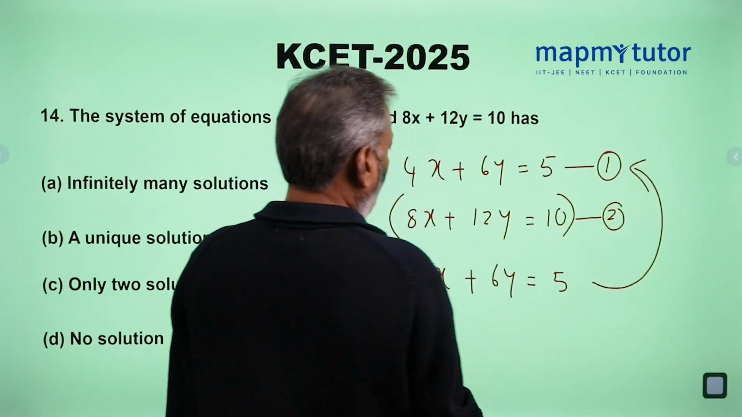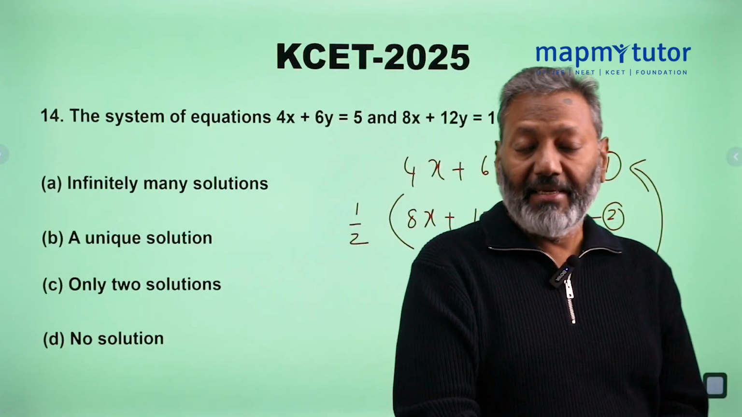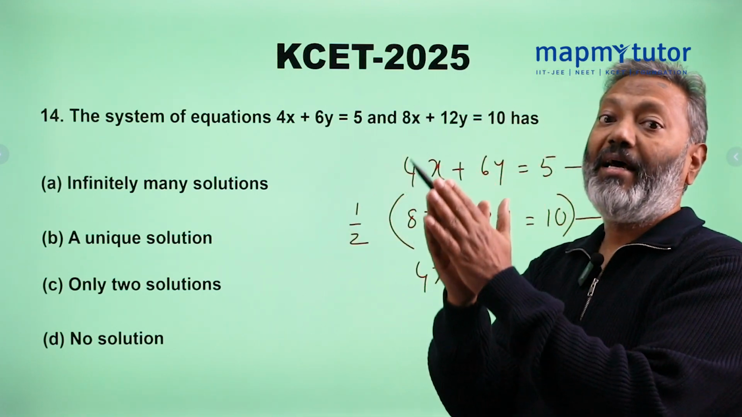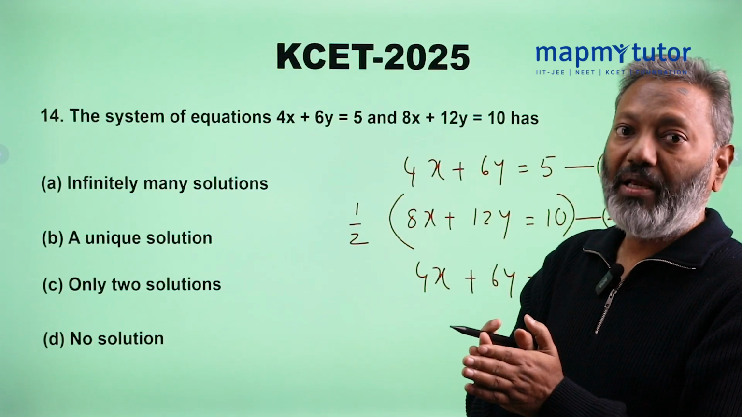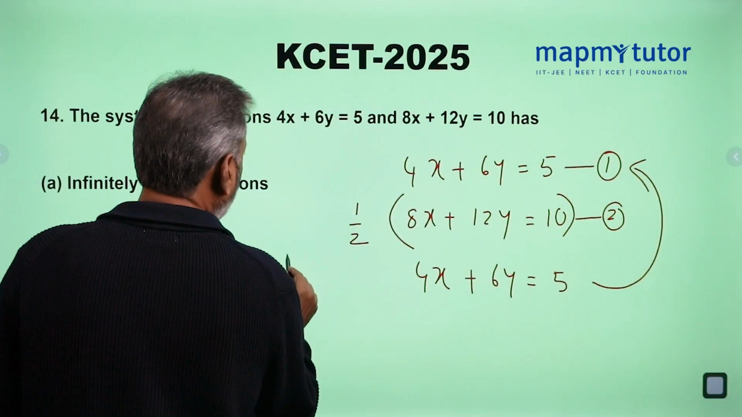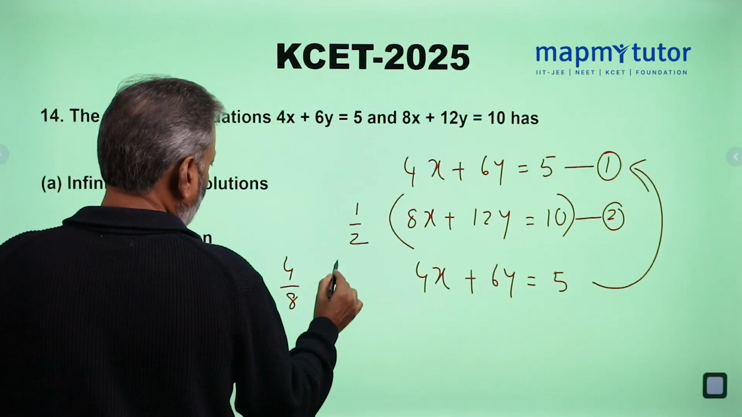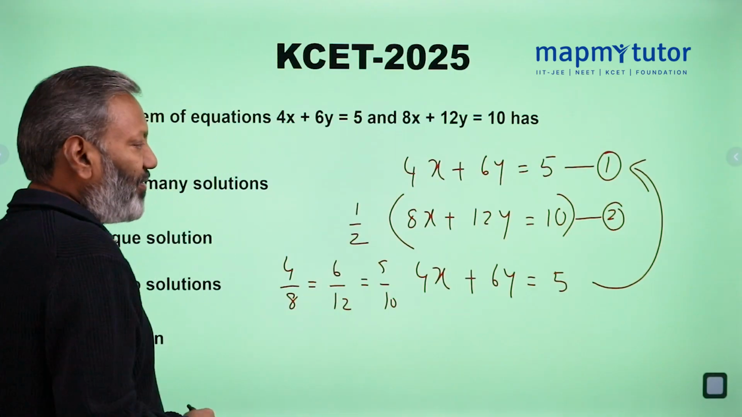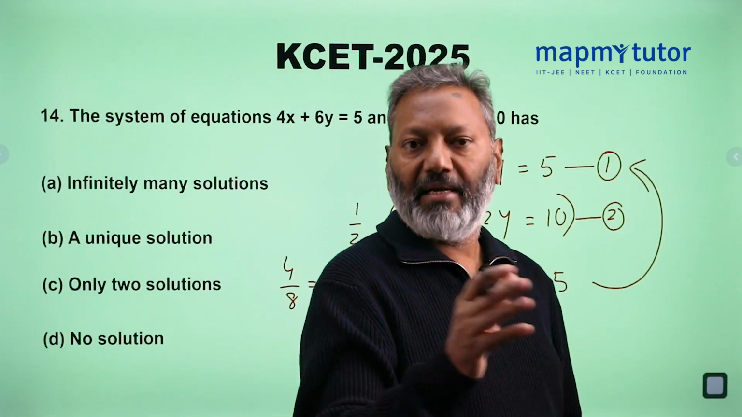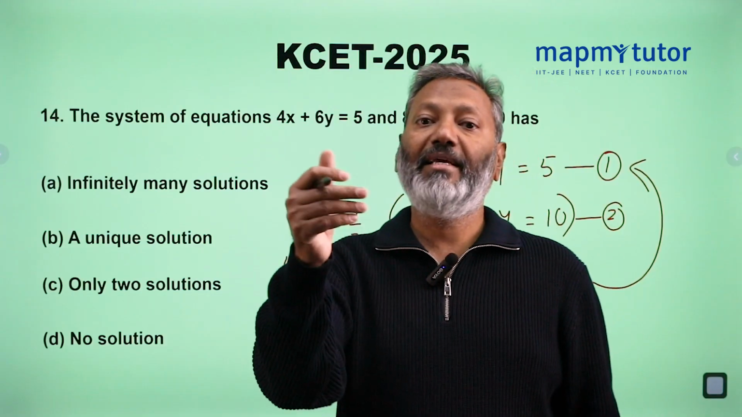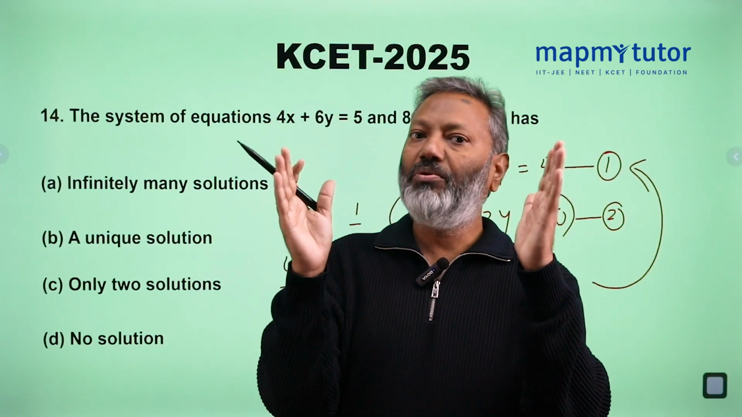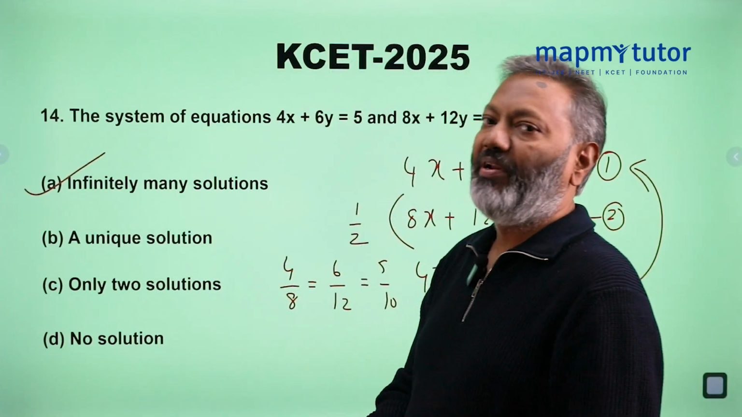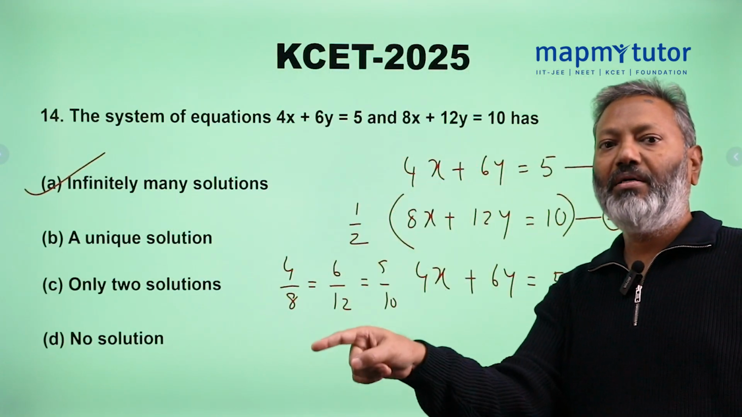Again the first one: 4x plus 6y equal to 5. That means whatever the two lines they have given us, they are coinciding lines because it is the same equation. In coordinate geometry, they also tell that if the ratio of the respective terms, the coefficients and even the constants, are all the same, then they are coinciding lines. And once the two lines are coinciding, the number of solutions is infinite because every point on the first line is also there on the second line.